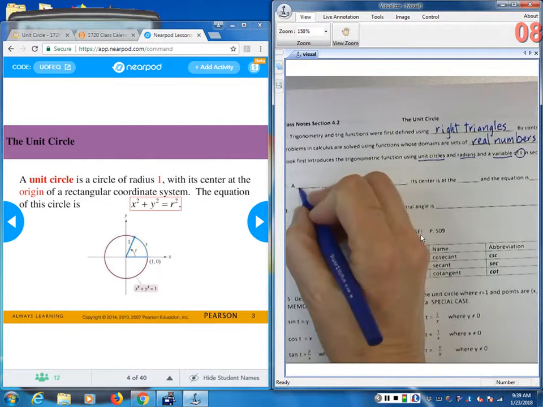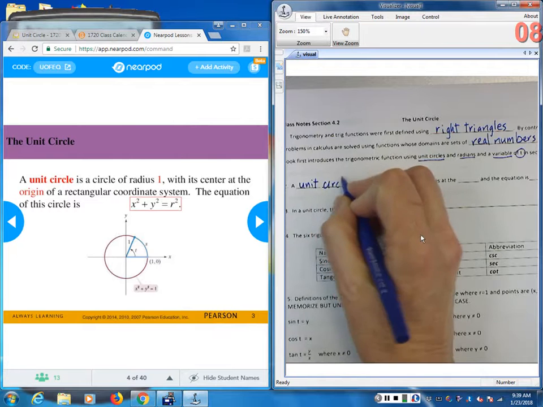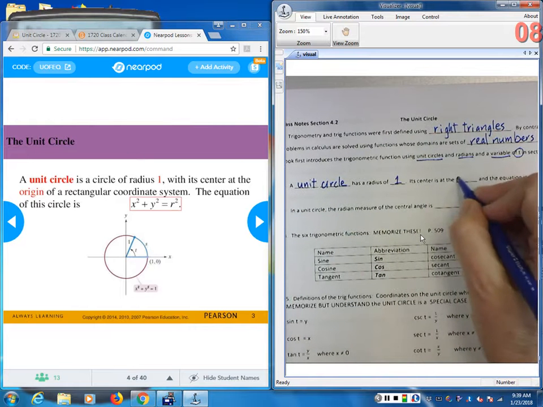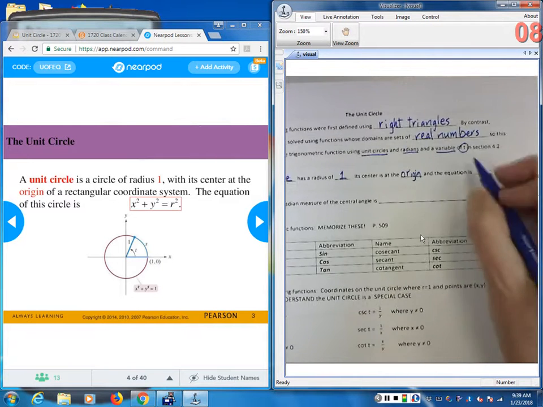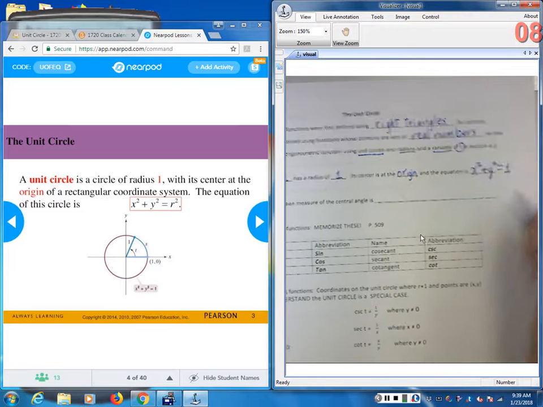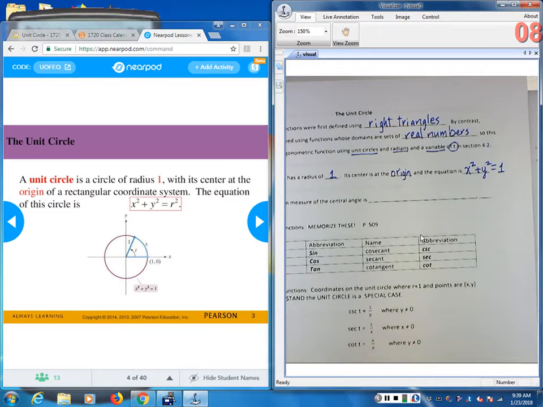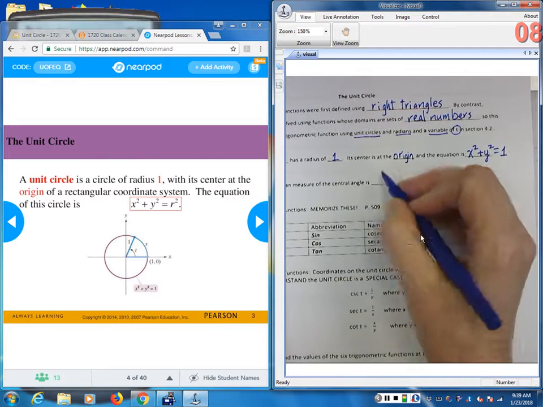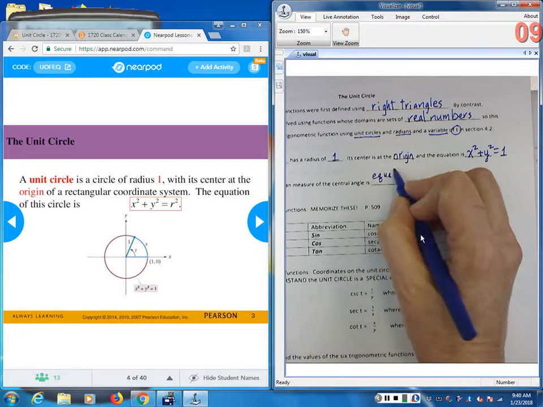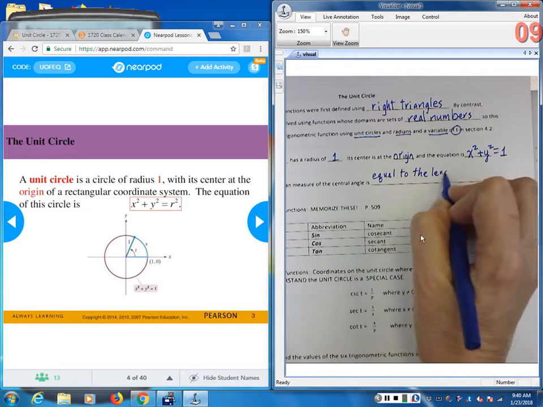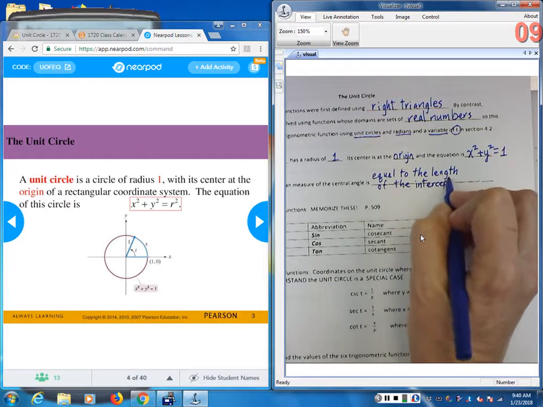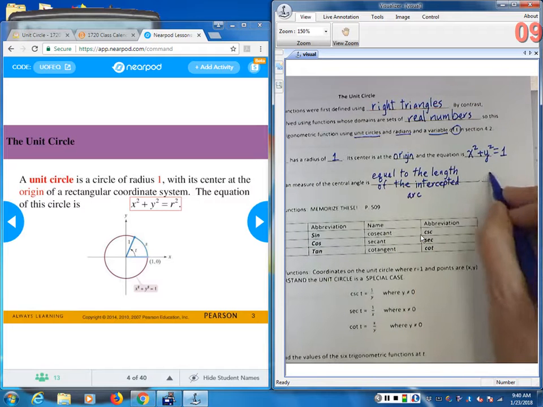So we've got a unit circle. It has a radius of 1 because it's a unit circle. It centers at the origin, and the equation of it is x squared plus y squared equals 1. That's the equation. And in a unit circle, the radian measure of the central angle is equal to the length of the intercepted arc, and that's s.